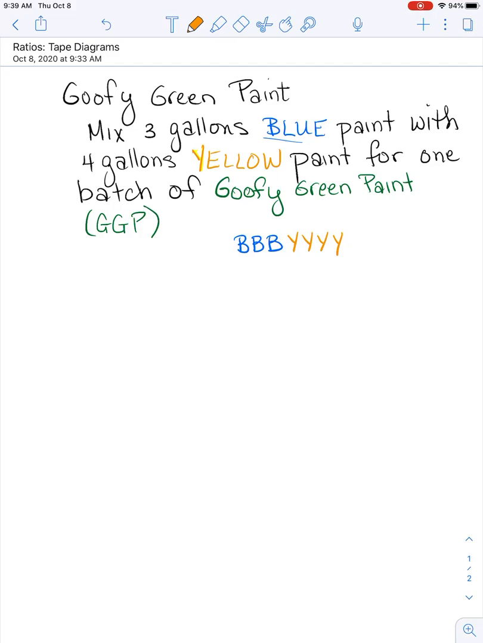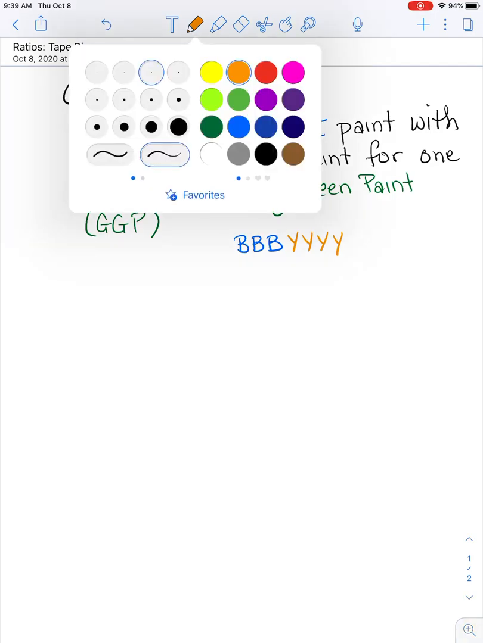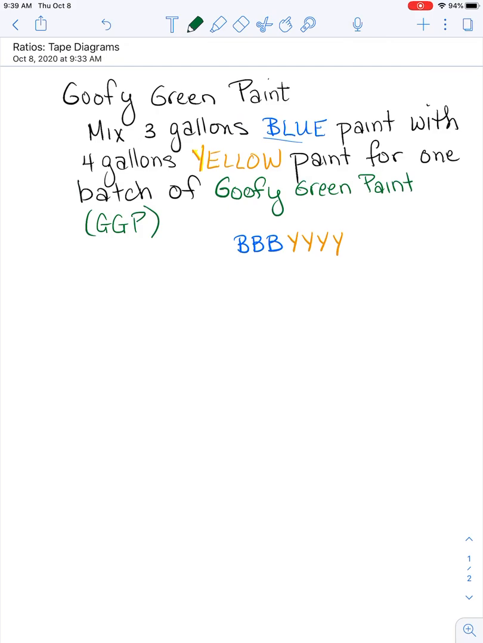Okay, now if you look, you can tell from this recipe that if I mix 1 batch of 3 gallons of blue and 4 gallons of yellow, I am going to get a batch of green paint that is 7 gallons of Goofy Green Paint. Why? Because it's a gallon of each. You could see 3 B's or 3 gallons of blue, 4 Y's or 4 gallons of yellow. So when I mix them together, I will have a total of 7 gallons.